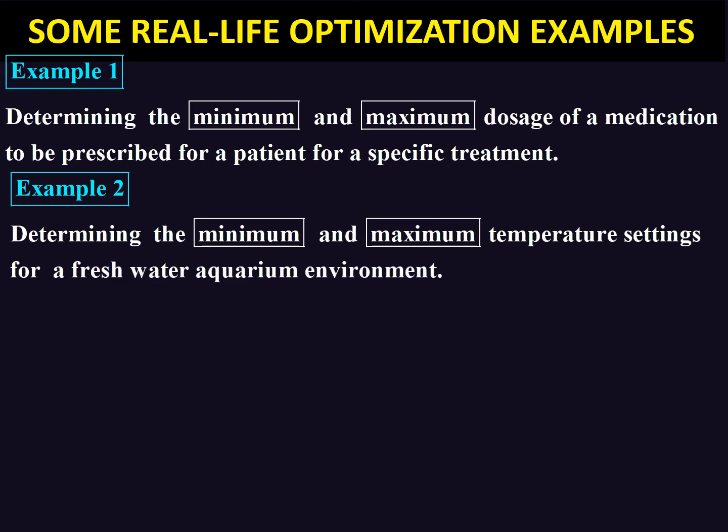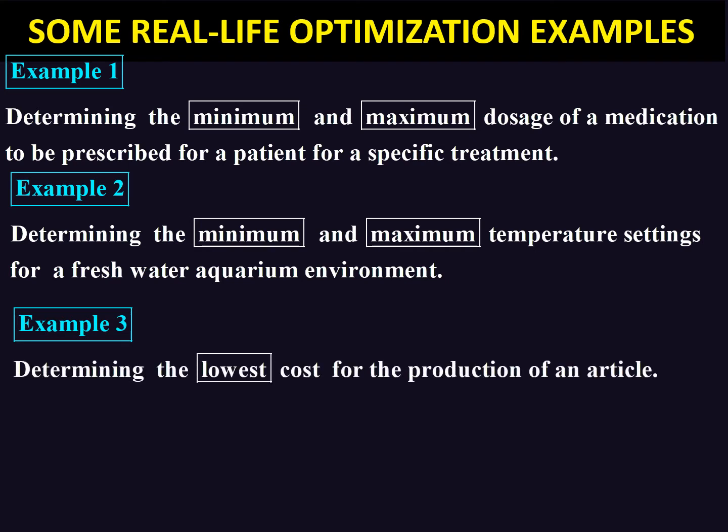Let's look at a freshwater aquarium. If the water in the aquarium is too cold, some of the fish or some of the plantation in there might not survive. On the other side, if the water is too warm, there might be other fish who might not survive. Determine the lowest cost for the production of an article. In business and production, you have cost and you'd like to try to make your cost as low as possible. In other words, you want to find the minimum costs.